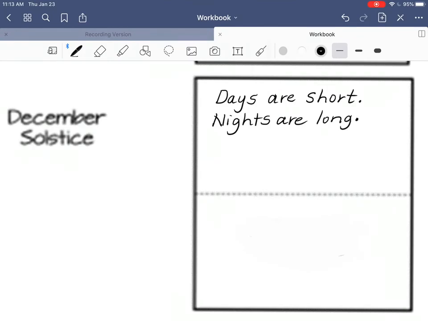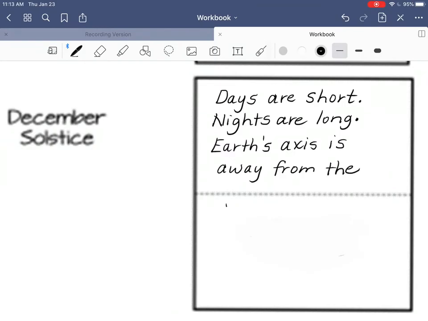And Earth's axis is away from the sun. So solstice, again, is long short. This winter solstice or December solstice happens December 21st to 22nd. And this is the shortest day in terms of daylight.